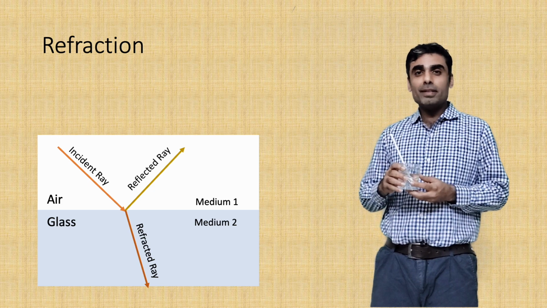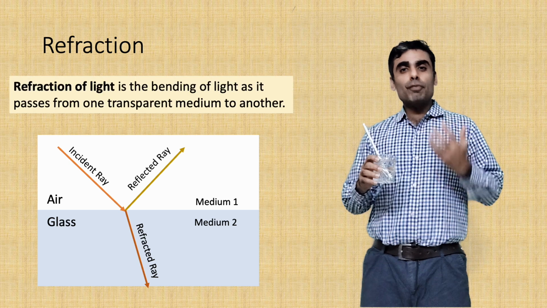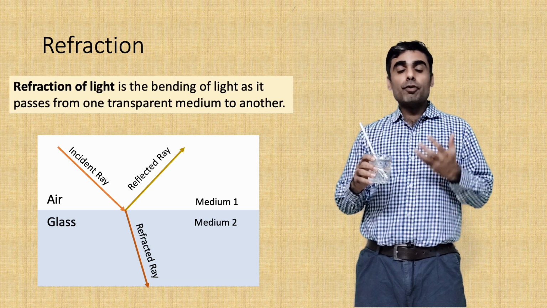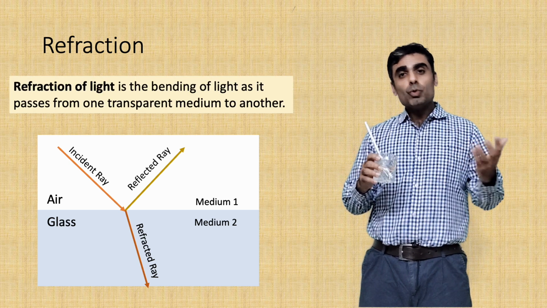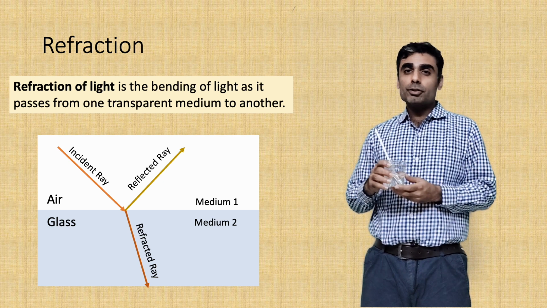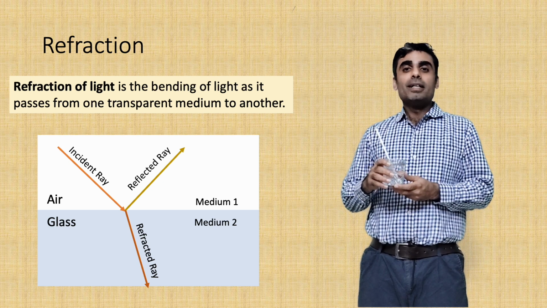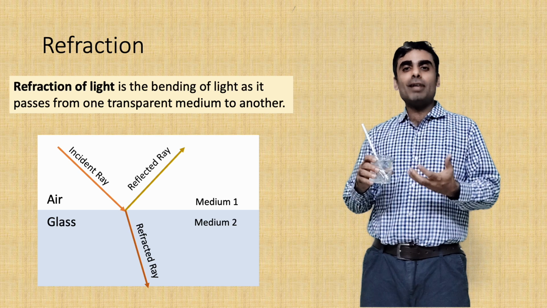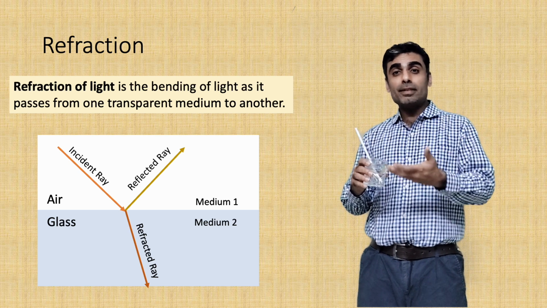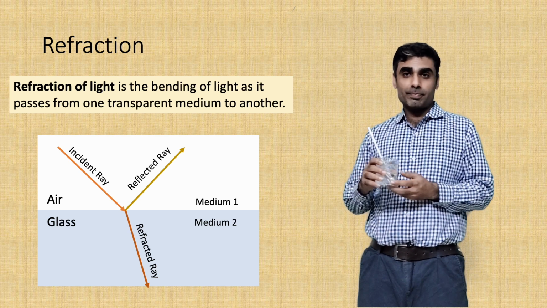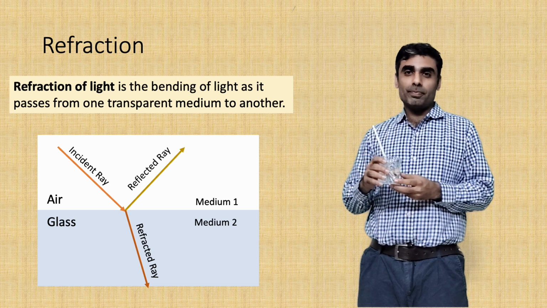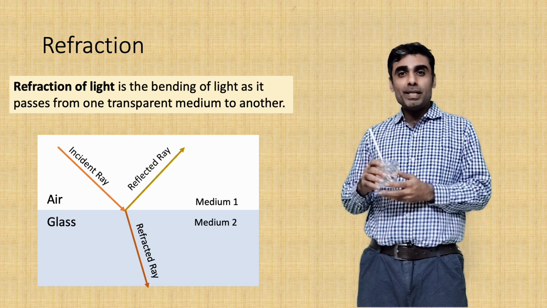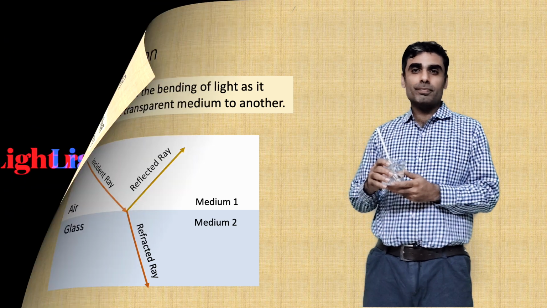So let's define refraction. The bending of light as it passes from one transparent medium to another transparent medium is called refraction. There will be a change in speed of light as it enters the denser medium, which is glass. The light will slow down, and this change in speed causes refraction.